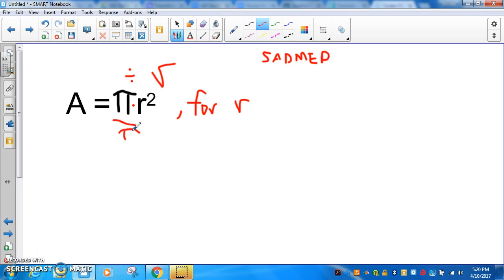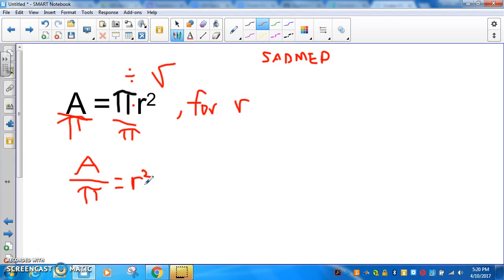Now, do I know what A divided by pi is? Of course not, but that's okay. That's not the point. The goal is just to get r by itself. Just because we have a bunch of letters and variables unsimplified on the other side, not a big deal. Not going to hurt us at all.